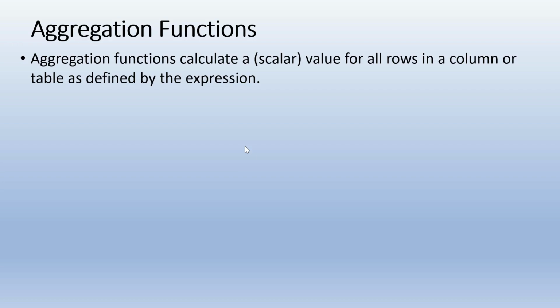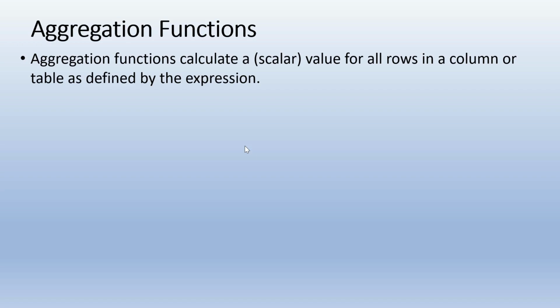We have aggregation functions as the most basic category of DAX functions in Power BI. These aggregation functions are the functions which we use to calculate a scalar value for all the values in a specific column, in a column or a table. This scalar value is calculated using the expression we write for the calculation we want to do.